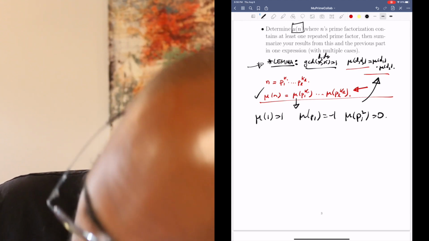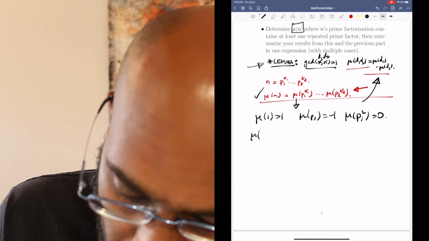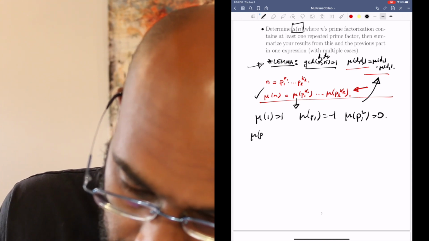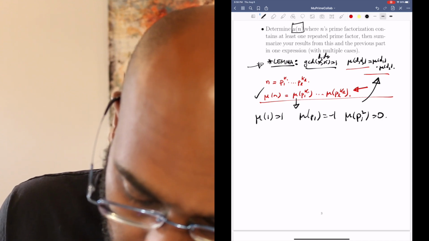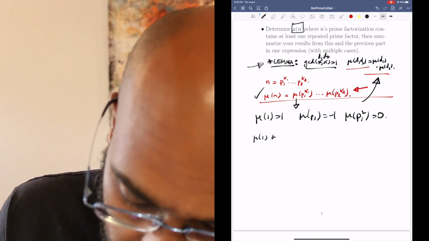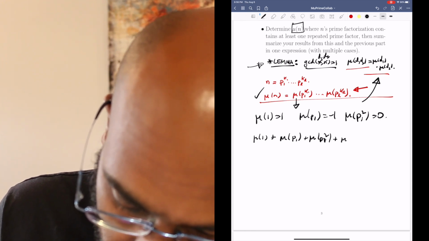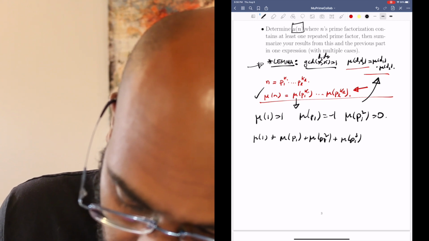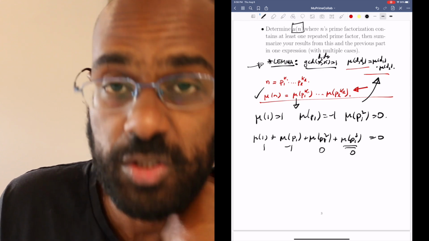So what happens afterward? Well, you can kind of see what happens. So if you take the cube of a prime, by the expression that we had before, mu of 1 plus mu of p1 plus mu of p1 squared plus mu of p1 cubed has to be 0. This is 1, this is negative 1, and this is 0. And so that means this has to be 0 as well.